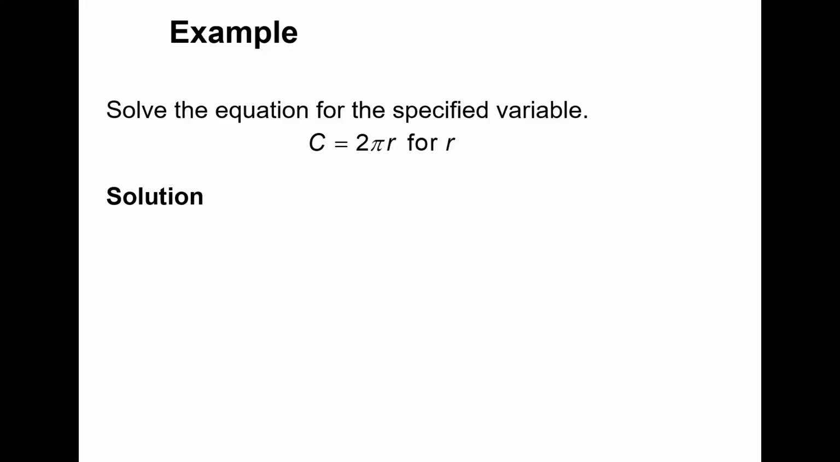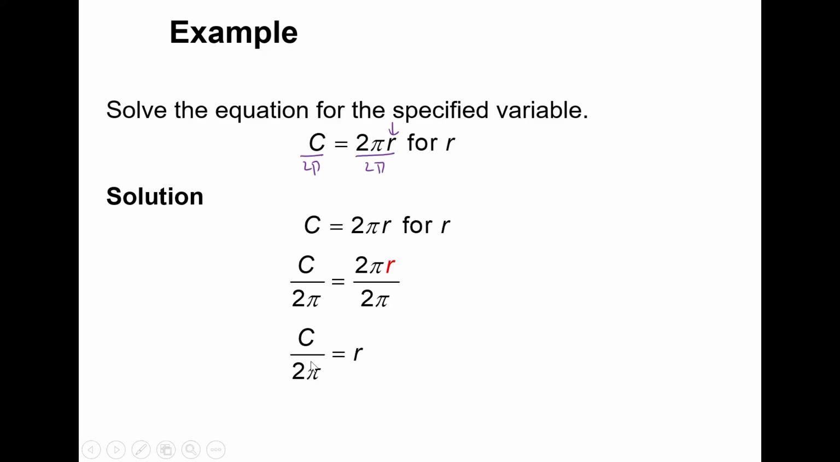All right, and these are basically examples where we want to solve for a specific variable. So circumference is equal to 2 times pi times the radius, and we want to solve for the radius. Well, to solve for the radius, we just have to get this by itself, so we basically have to divide by 2 pi, and so r is equal to c over 2 pi. And so that's kind of what they're showing here. We're dividing by 2 pi, divide by 2 pi, so r is equal to c over 2 pi.